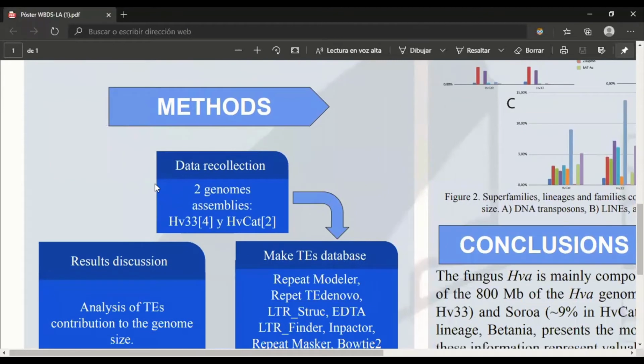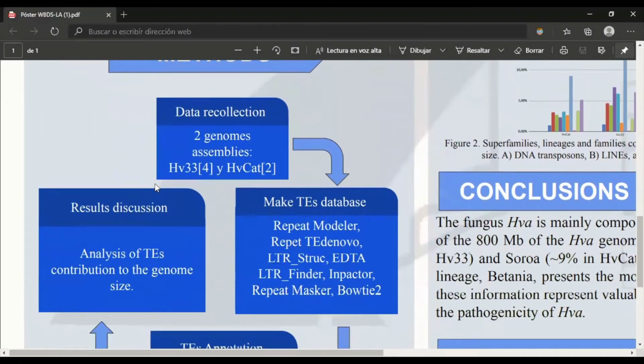For the methods, we first have a data recollection stage, in which the two current genomes of coffee rust, HB33 and HB-CAT, were investigated and obtained. Subsequently, a database of transposable elements was built. For this stage, the softwares RepeatModeler, RepeatDeNovo, LTRStruct, ETA, and LTR Finder were used for identification.